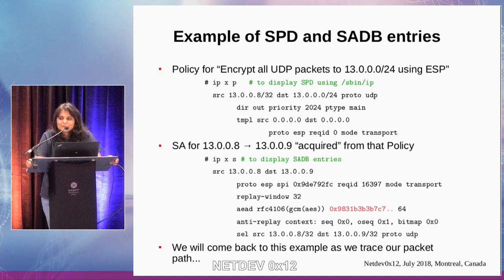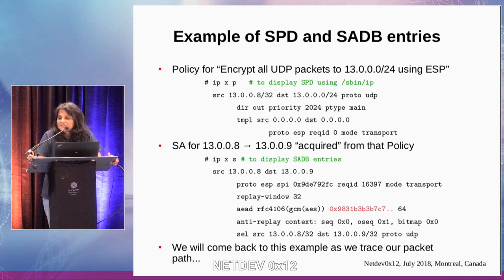And that's called the acquiring a policy. Right, and that's how I got that entry which you show in the ip xfrm state. Right, that tells you everything about the security association. It tells you the source and destination and a number of things that we'll come back to as we go over the rest of the slide deck.